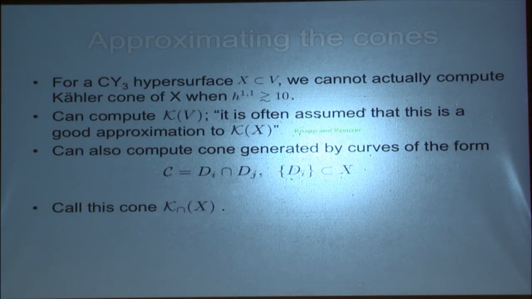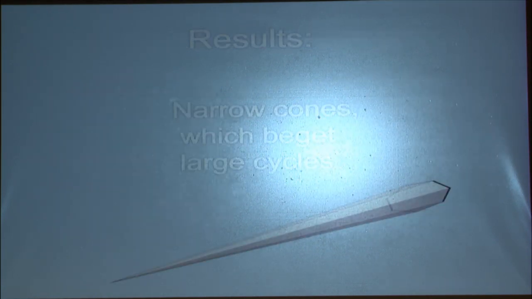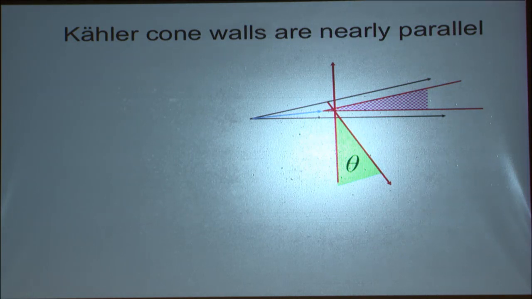Let me skip over the fact that we can't really compute what the Kähler cone is. We can compute an approximation to the Kähler cone, and if you're curious about that, you can ask me. So what do we find? We find narrow cones, as I was mentioning already, which give rise to large cycles. They give rise to large cycles because the Kähler cone gets pushed out from the origin. So first of all, the walls of the Kähler cone are nearly parallel.